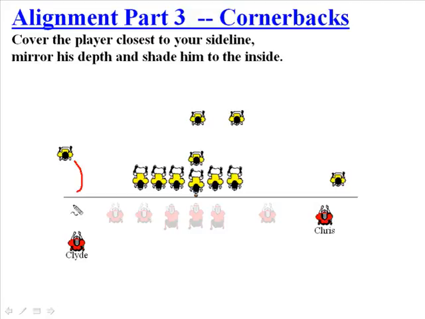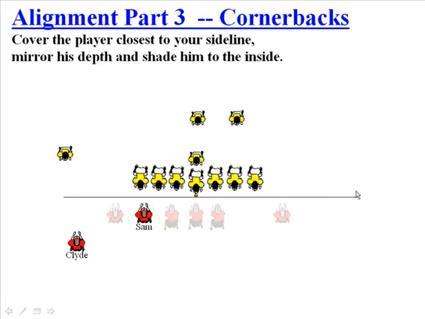So if he's off the line of scrimmage, Clyde is off the line of scrimmage. Over here with Chris, this man is up on the line of scrimmage, so Chris is up on the line of scrimmage, again shading him to the inside.